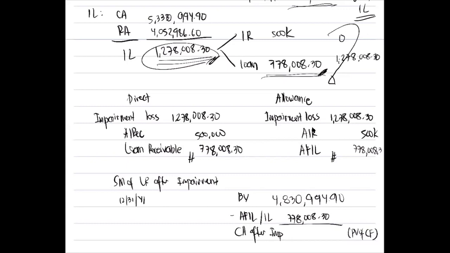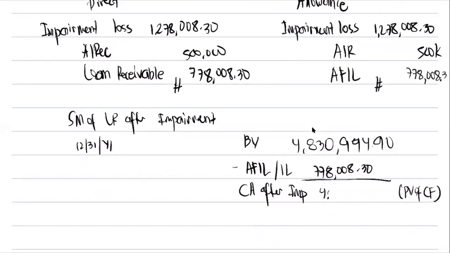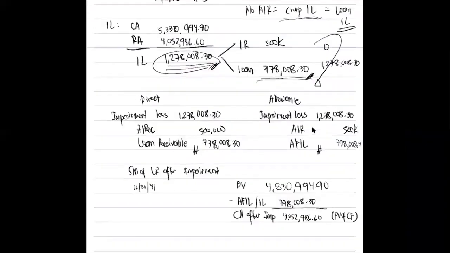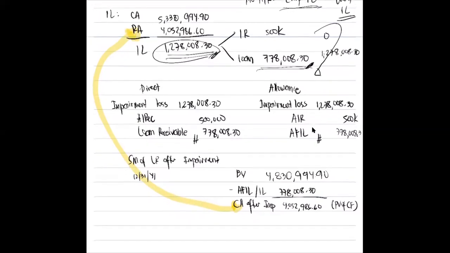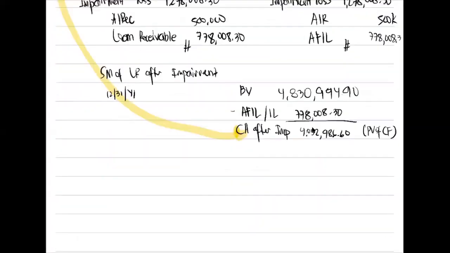So let's check if it is equal. 4,830,994.90 less 778,008.30 will provide you 4,052,986.60. If you notice, it is the same. So subsequent measurement of loan receivable after impairment is equal to the present value of cash flows. So if the problem asks, what is now the carrying amount of the loan as of December 31, year 1? Your answer should be equal to the present value of cash flows. Now, how about subsequent measurement of the impaired loan?